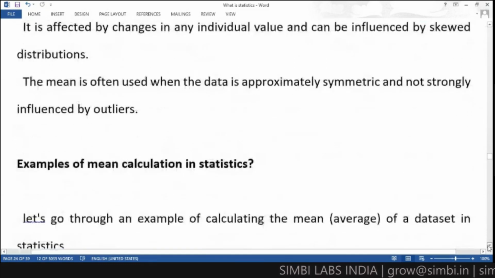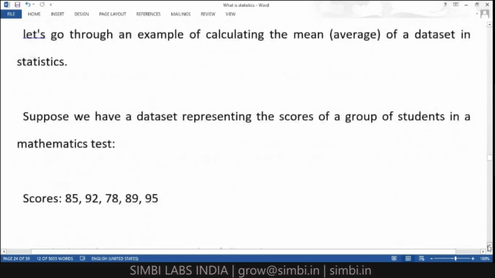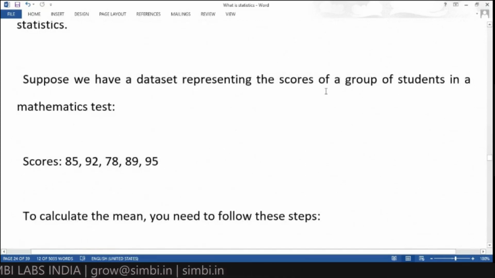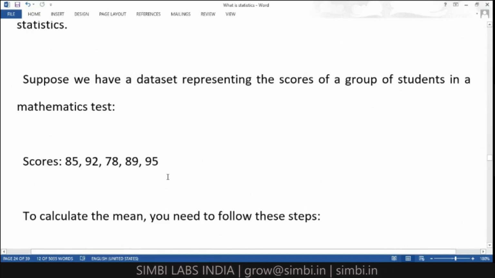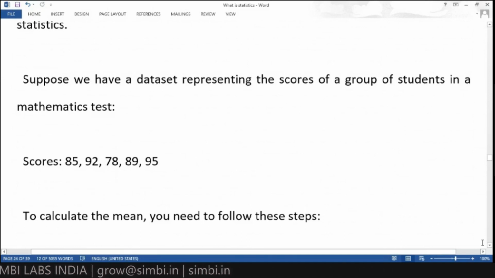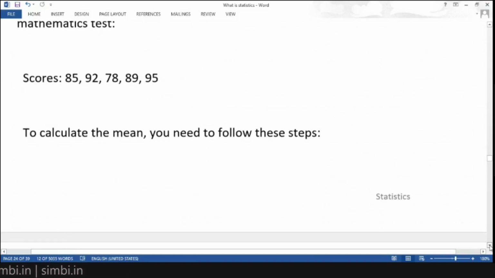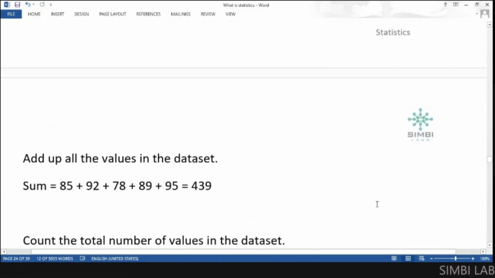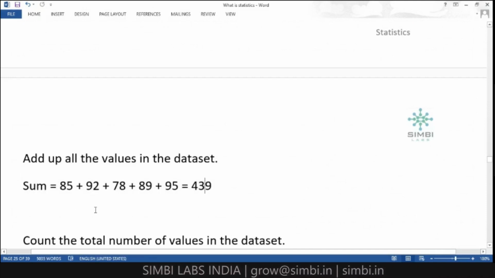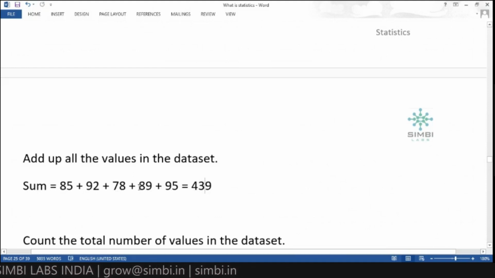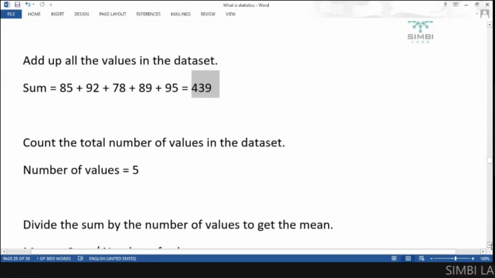For example, we can see how we calculate the mean. Here we have the scores of a group of students in a mathematics test. They got these scores: 85, 92, 78, 89 and 95. We need to calculate the mean. To calculate the mean, we follow the steps of the formula. Adding all the scores, the sum is 439, and we count the total number of values: 1, 2, 3, 4, 5. So 439 divided by 5 gives the mean value.